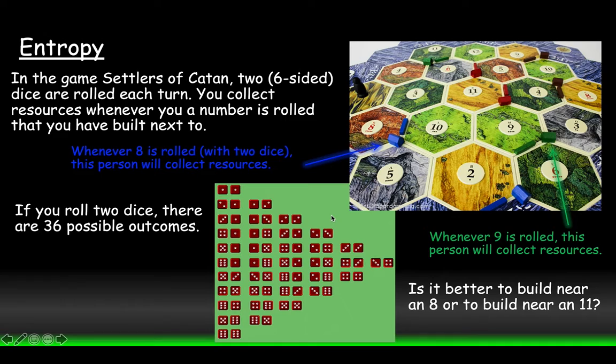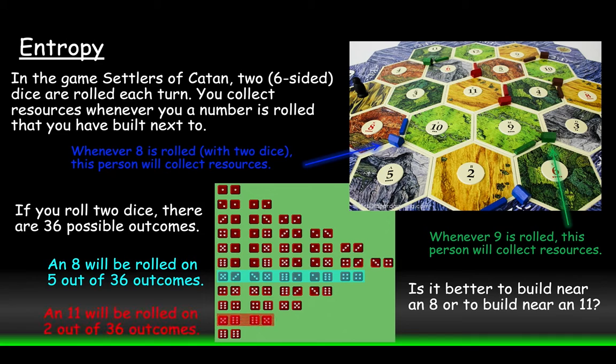And I could list out how many different combinations of rolling two dice will give me an 8 versus how many different combinations give me an 11. If I look at this, there are 5 possible combinations when I roll two dice that give me an 8. There are 2 possible combinations of rolling two dice that give me an 11. So it would be more advantageous to build next to an 8 rather than an 11.